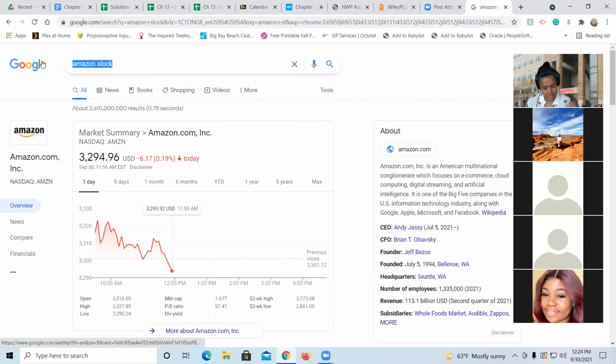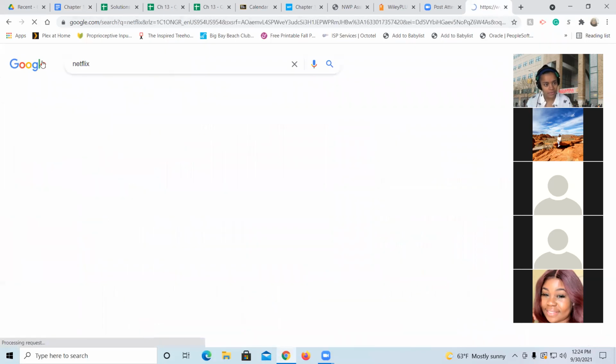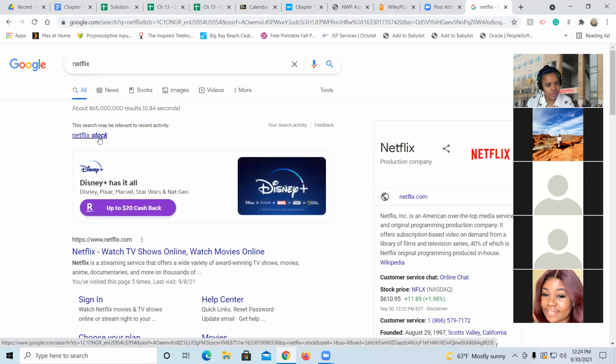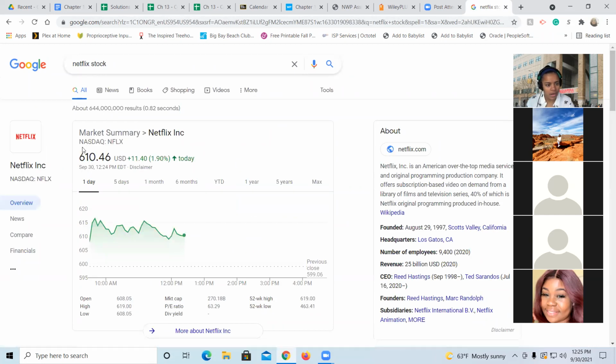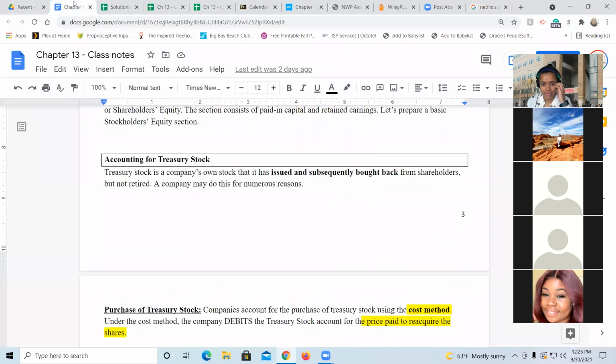Let's see what Netflix stock is at right now. I can't remember. Okay, so it's at $610 a share. So the company gives the shareholder the current market price of the share, $610, and then the company actually takes the shares back. As weird as that sounds, this could be done. They're back, but they're called not retired, which means at any time in the future the company could issue those shares again if they want to.